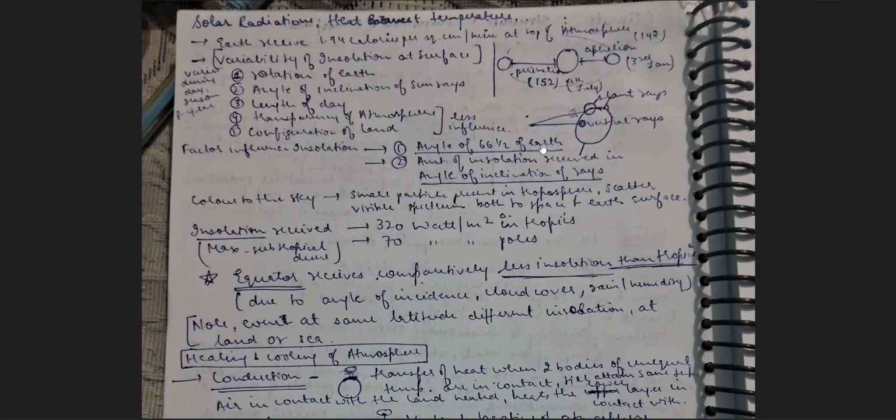Okay. They also explain the phenomenon of the color of the sky, that is, small dust particles are present in the troposphere, and because of that we see the scattering of light. They scatter the visible spectrum both to space and to the Earth's surface. That is why, at sunrise or sunset, we see orangish, yellowish clouds out there. That is because of this phenomenon, scattering of light, and that happens in the troposphere itself.